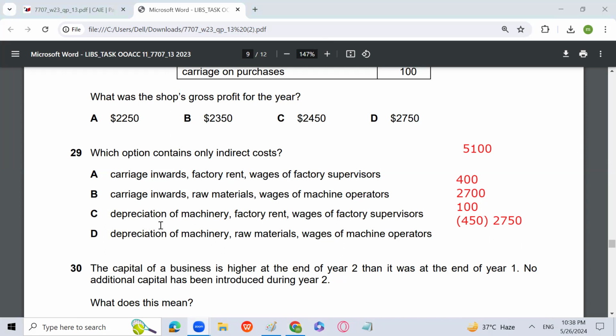Yes. Depreciation of machinery, factory rent, and wages of factory supervisor. These are all basically factory overheads. Wages of machine operator is a direct labor cost. Carriage inward also comes in direct material. Raw material also is direct material.